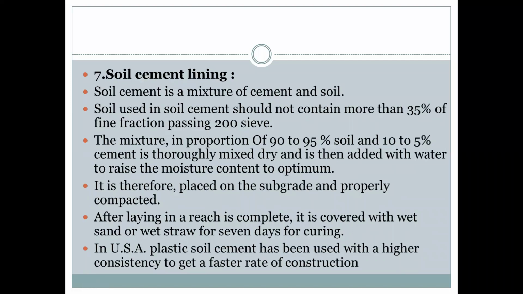First type is soil cement lining. In this type of lining, a mixture of cement and soil is used. Cement plus soil is added with water, and they are laid on the subgrade.